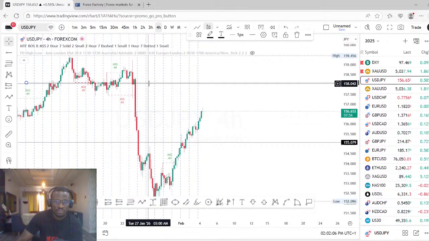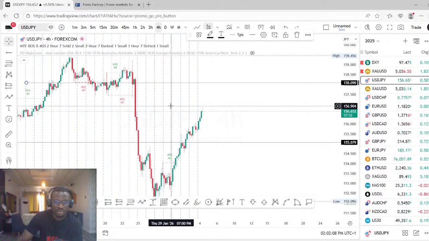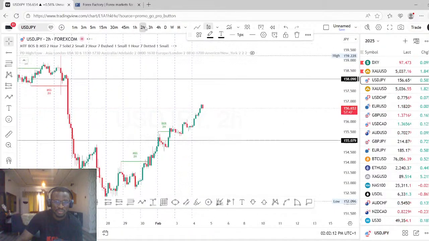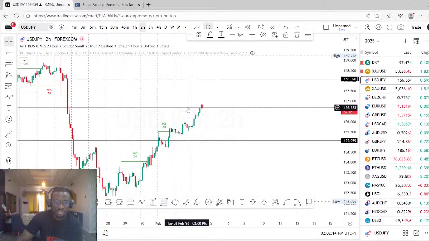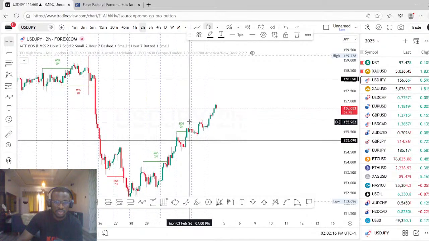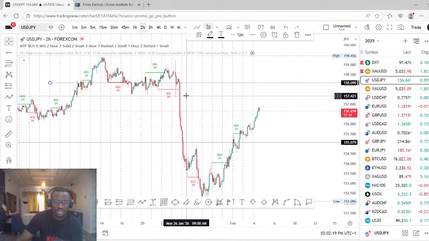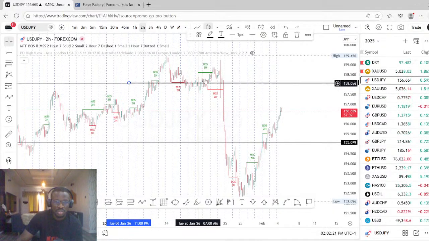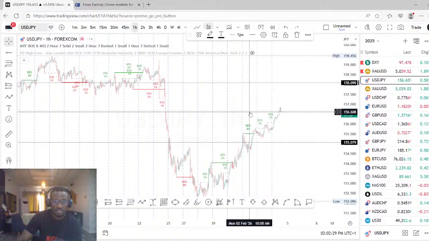I'm looking for fresh levels to go in from for a buy. I'm not seeing anything on the 4 hours, so I'll be looking into the 1 hour time frame.